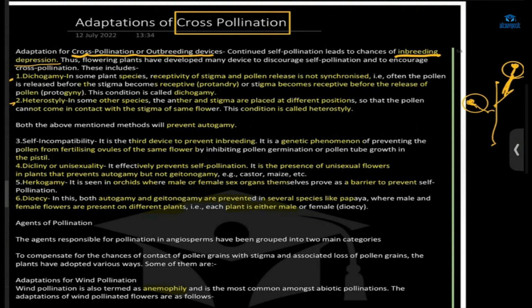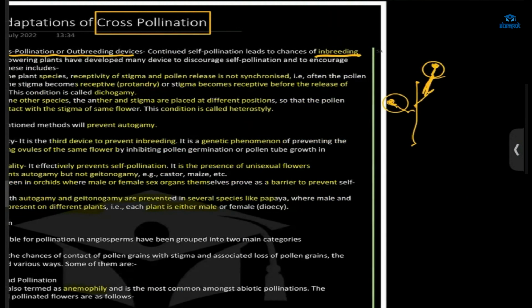In the last one we have dioecy. Here what happens? This will prevent both geitonogamy and autogamy. How? In one plant only the male part will be present, and in the other plant only the female part will be present. Got it?